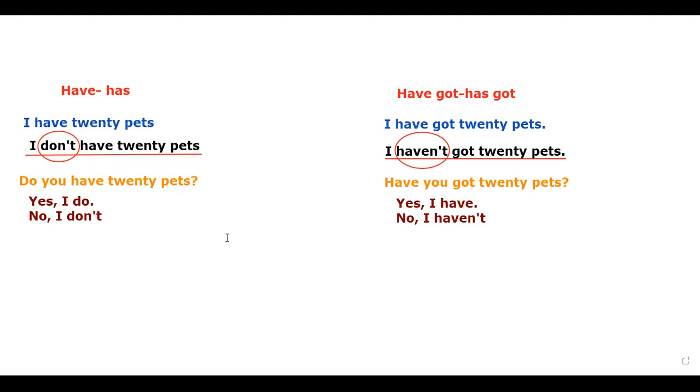Remember, we are going to change have or has depending on the auxiliary verb. The same with have got or has got. We are going to change them depending on the subject pronouns. Why? Because I am not going to say I has 20 pets. No, that's incorrect. Or she have 20 pets. No, that's incorrect.